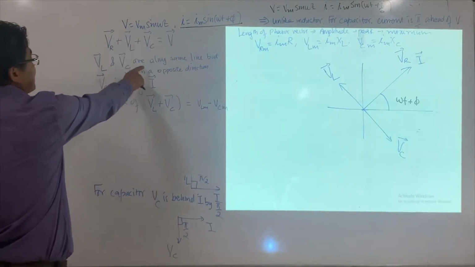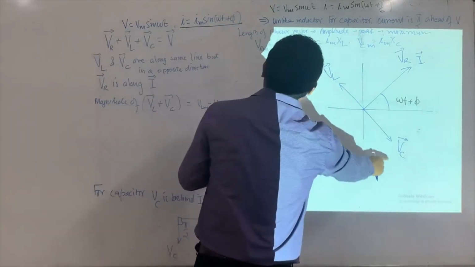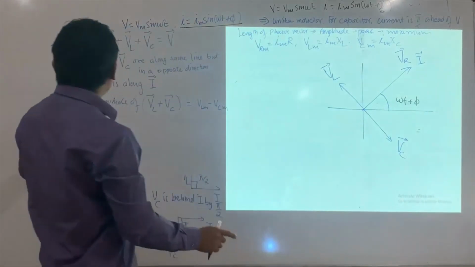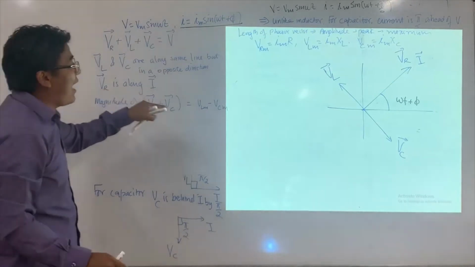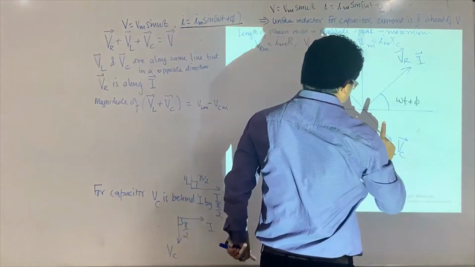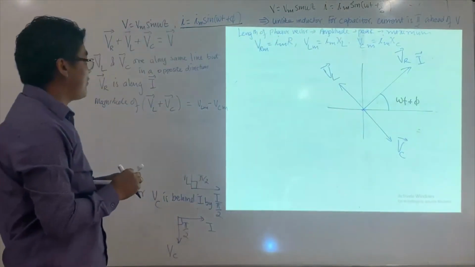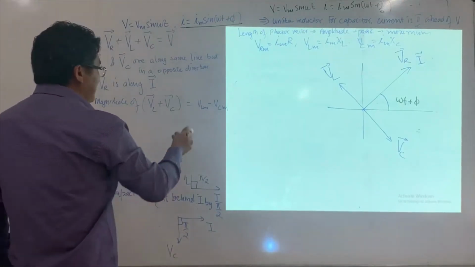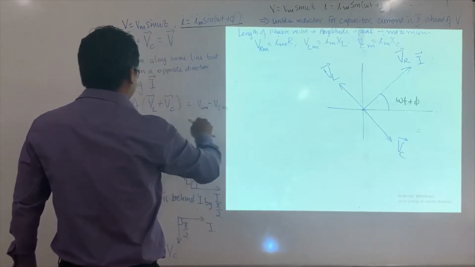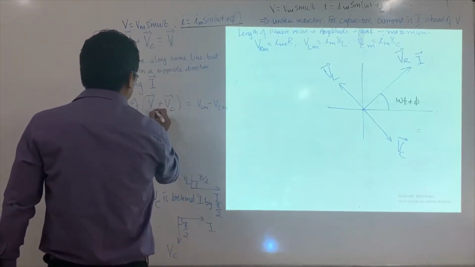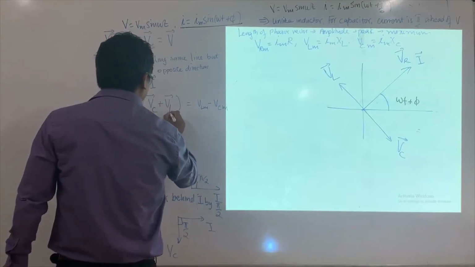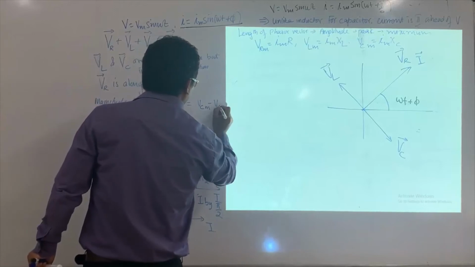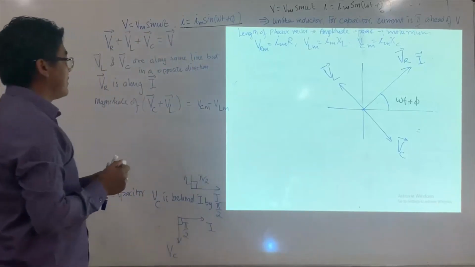VL and VC are along the same line, but in opposite directions. This goes in this direction, that goes in the opposite direction. And I say that VR is along I, VR is along R. This is what we have. And then the magnitude of this is going to be this, or I say this is going to be opposite. Since this is longer, I would like to write here this is C, it doesn't make any difference, whichever you write, VCM and VLM. This is the magnitude.